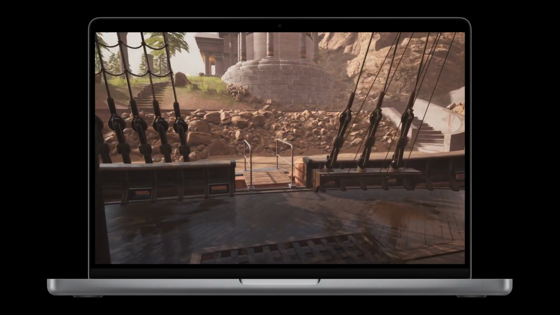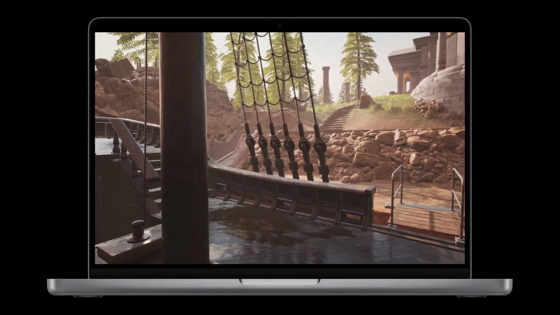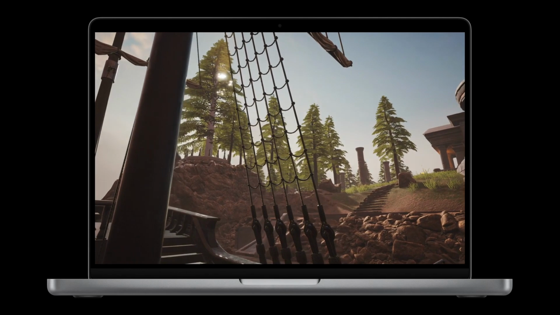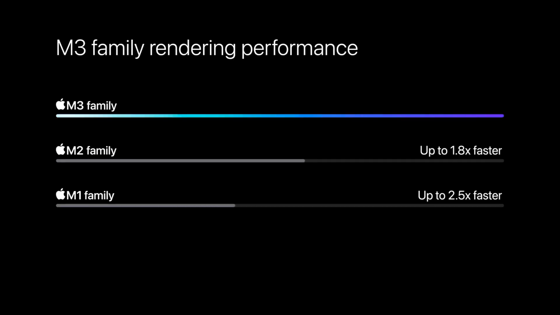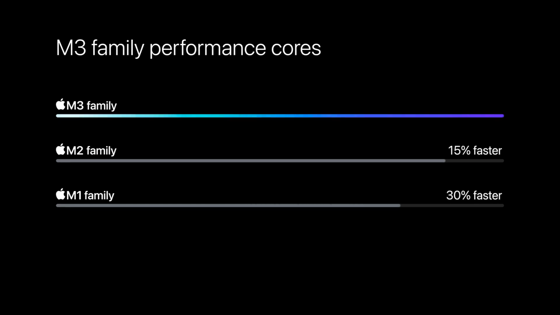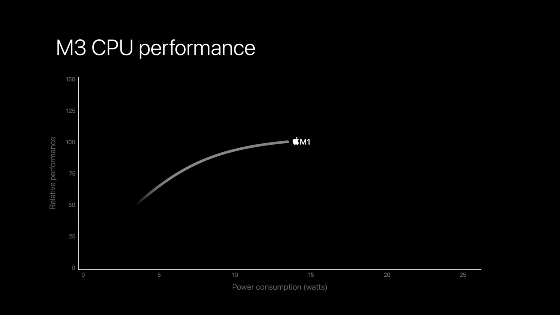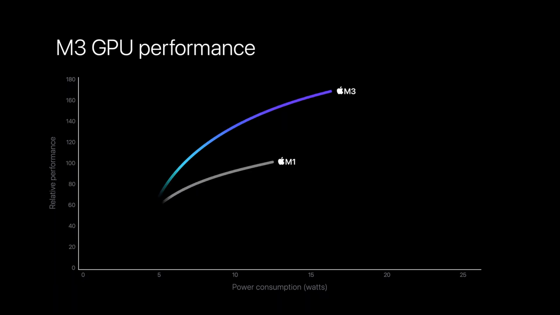The combination of hardware-accelerated ray tracing and the new graphic architecture allows pro apps to deliver up to 2.5 times faster rendering performance. The M3 family performance cores are up to 30% faster than the M1 family, and the efficiency cores are up to 50% faster than the M1 family. This enables the chip to deliver the same multi-threaded CPU performance as M1 at just half the power. And the GPU can deliver the same performance as the M1, using nearly half the power as well.